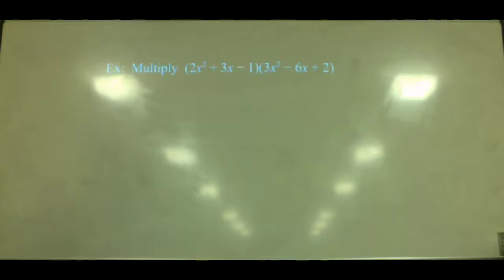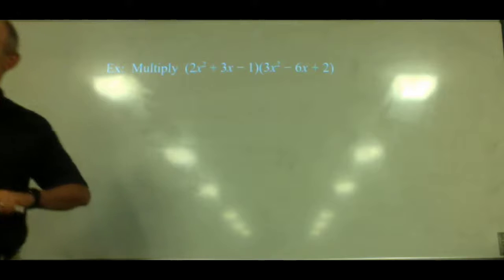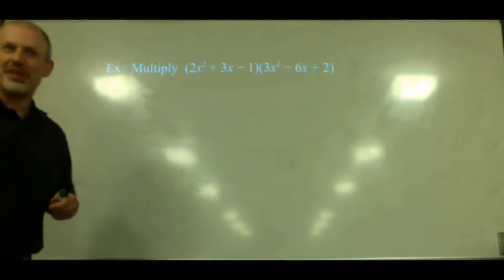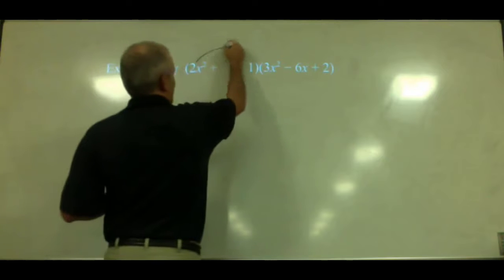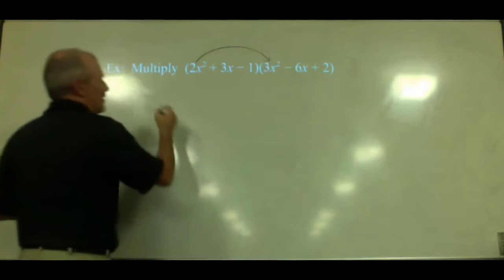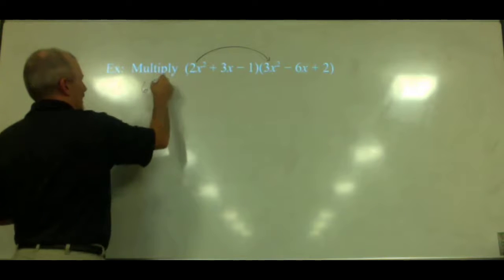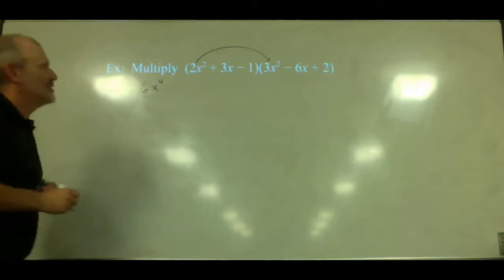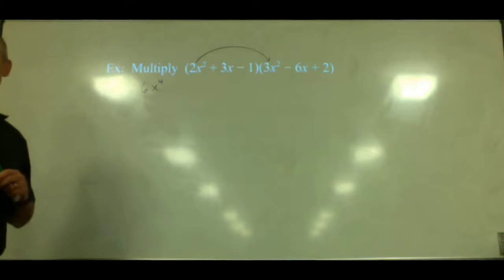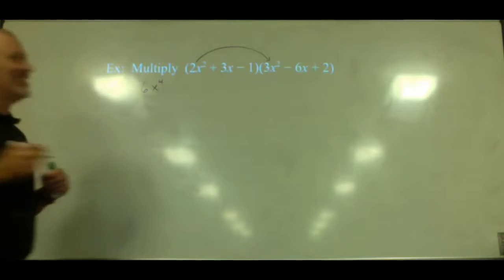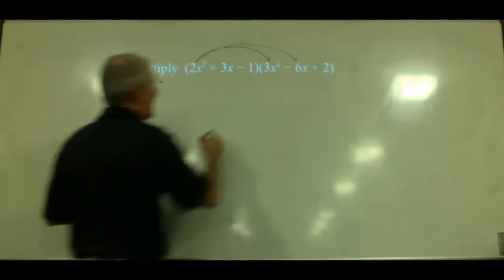I brought highlighters. So what do you guys think we should do first? Distribute. And what are we going to multiply? 2x squared times 3x squared. And what does that give us? 6x to the 4th. Correct. Somebody else tell us what we should do next. 2x squared times the negative 6x. And what does that give us?